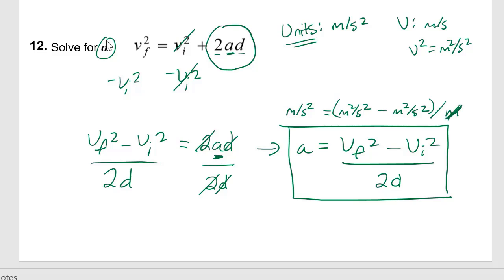We can cancel the meters here, and we see that we're left with meters, since meters squared minus meters squared over meters gives meters. So the units all work out. This is a unit analysis that you can do. Check the units if you're not sure. Your units need to be the same on the left and right side of the equation.